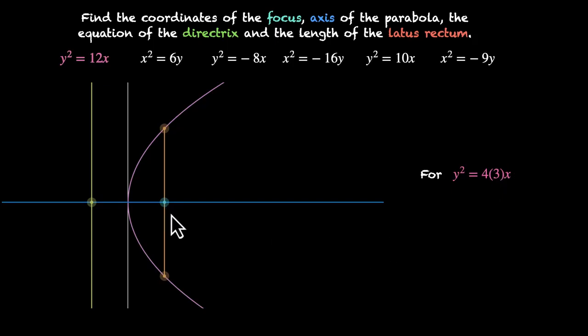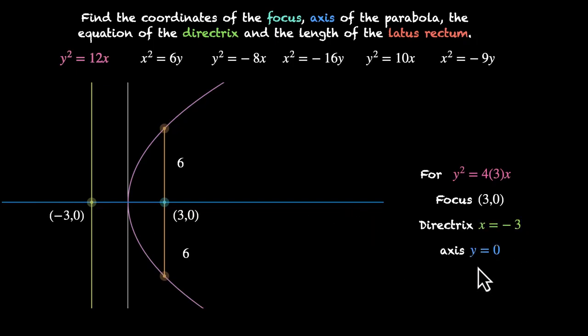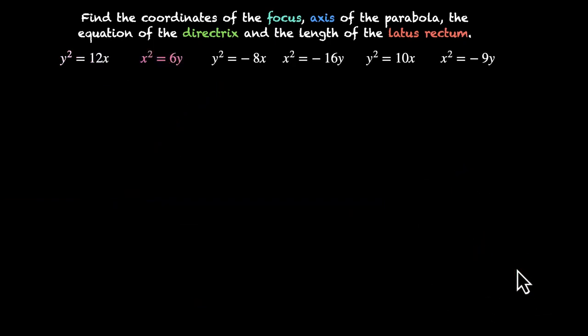This means this point is going to be 3, 0, and this point is going to be minus 3, 0. This length is 6 units, which means this is also 6. Then this is also 6, and double of this is going to be 12. So what are these values? The focus is 3, 0. The directrix is x equals minus 3. The axis is the x-axis, so it's y equals 0. And the length of the latus rectum, that's 4 times 3, that's going to be 12. Let's move on. X square equals 6y.